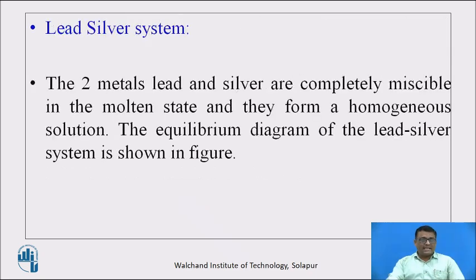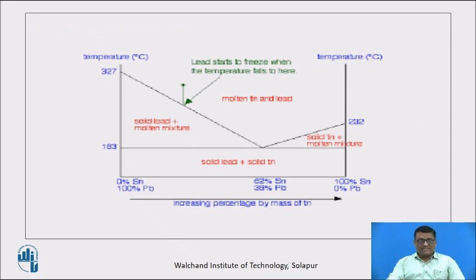Now, particularly we'll see the example of the lead silver system. Here, the two metals, lead and silver, are completely miscible in the molten state and they form a homogeneous state. The equilibrium diagram of lead silver system is as shown in the figure below. This is the figure particularly for a two component system with the example of silver lead system. Here we can see that on one axis we have taken the temperature values, and on the second axis we have taken the values of composition.